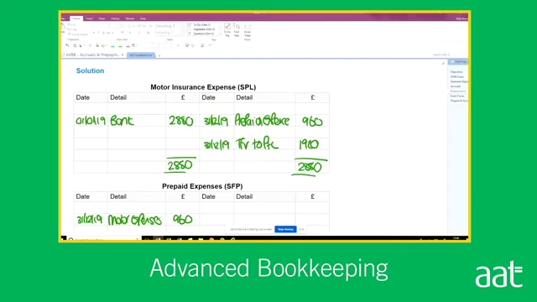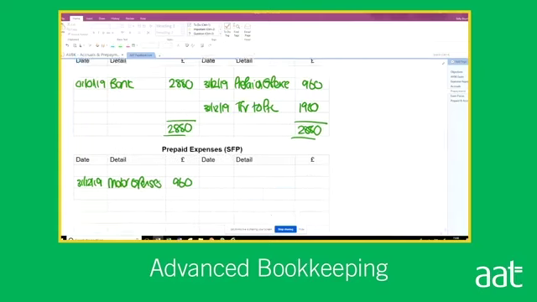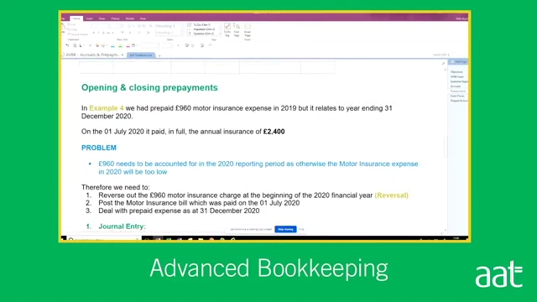So, same problem that we had with the accruals is, well, 2019, I've got that prepaid expense of 960, but actually it relates to 2020. So I need to account for it in 2020. So how am I going to deal with it? So we're coming back down to the opening and closing prepayments.